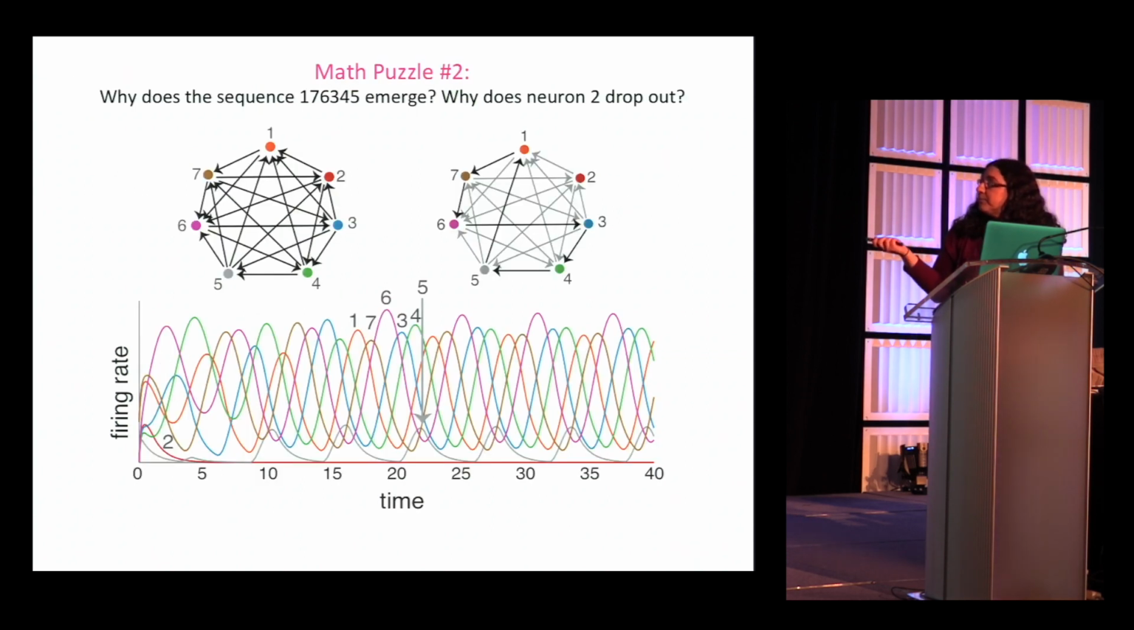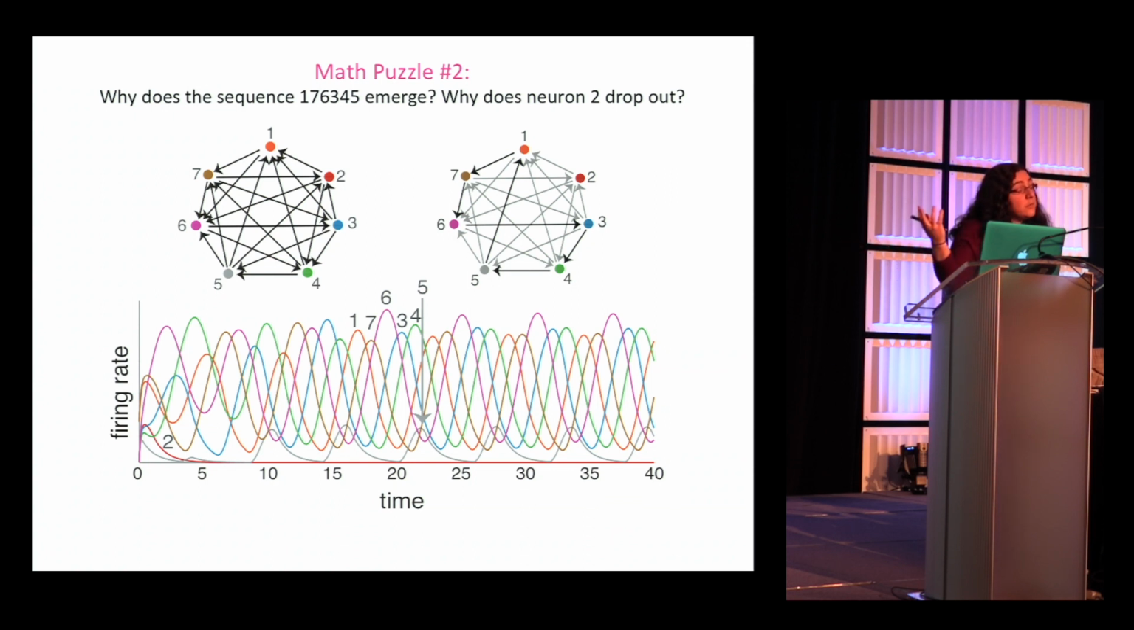Okay, here's another math puzzle. This is a graph with 7 neurons. It's actually a tournament. So you do have an edge between every 2 nodes, but it's oriented. Here I've just redrawn the same graph, but highlighting a particular cycle, this 1, 7, 6, 3, 4, 5, 1, because that sequence just naturally emerges. There's no feed-forward structure that we can see in this graph. There are many cycles, in fact, but of all the cycles in this graph, every initial condition produces this attractor.